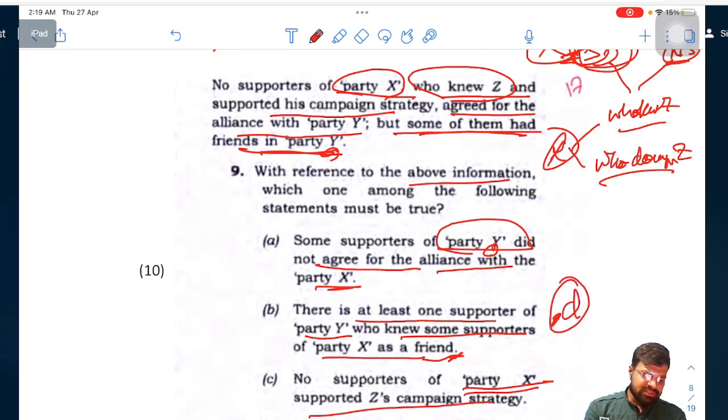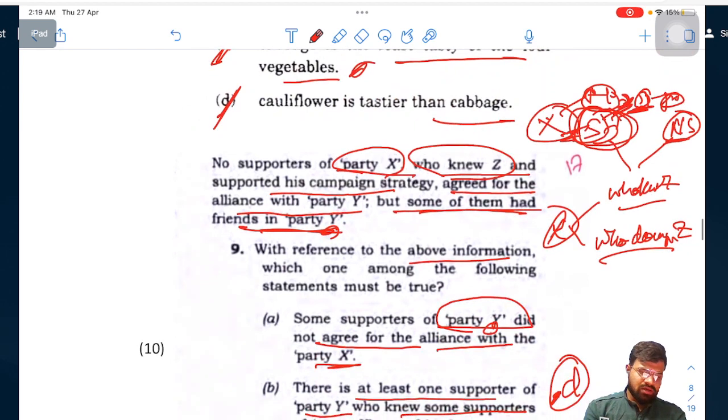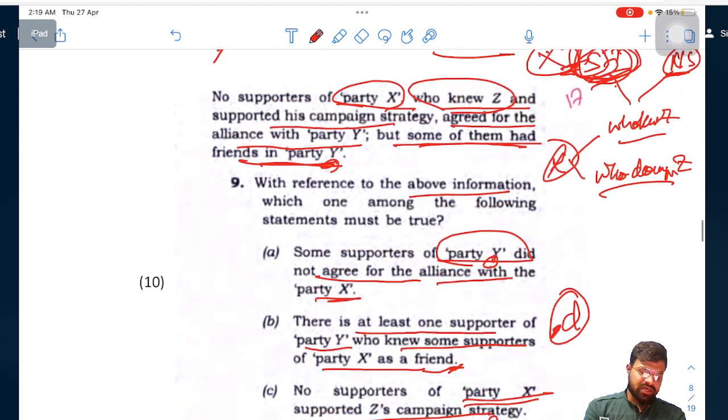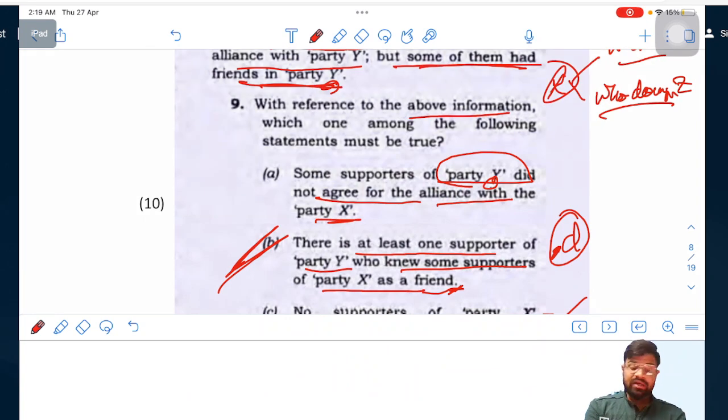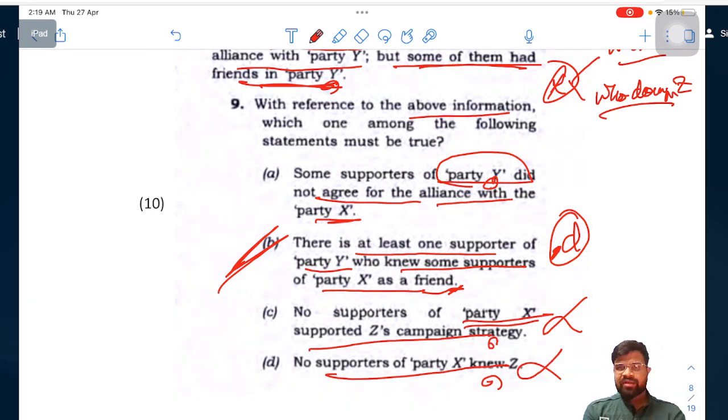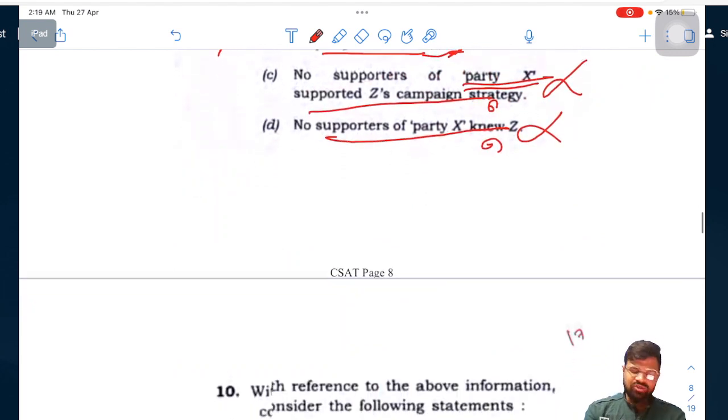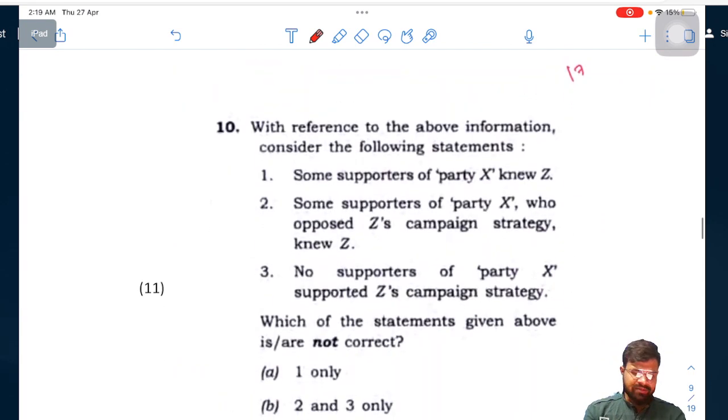No supporters of Party X supported Z's campaign strategy. Some supporters obviously supported that campaign, so this cannot be true. No supporters of Party X knew that: this is definitely not correct, because it is mentioned. So this will be our answer based on elimination. You have to do these questions by elimination. You can just write a D outside if you are not feeling sure about an option, because that may be correct. Negate all the options: three options you should be sure are not correct, and one option will be kind of dicey, but it is still the best possible thing.